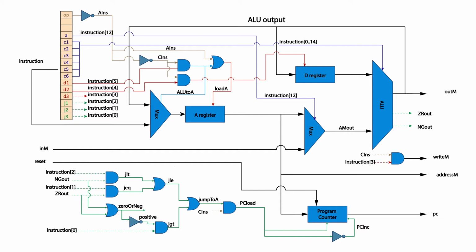Address is a 15-bit output that carries the address of the RAM to be output by Out-M. PC is a 15-bit output that carries the ROM address of the next instruction. It is output by the program counter.